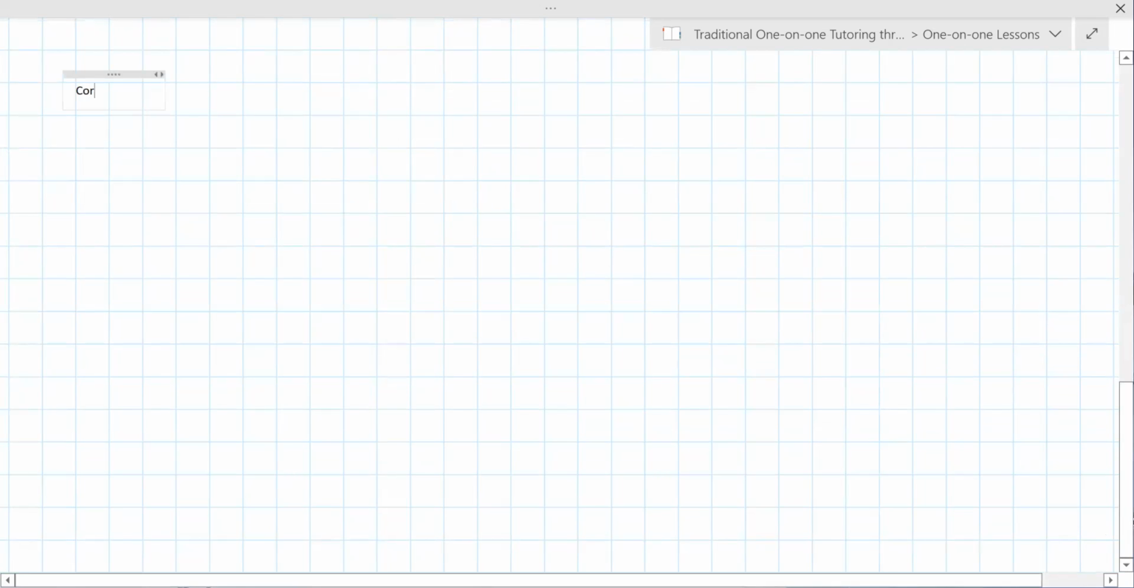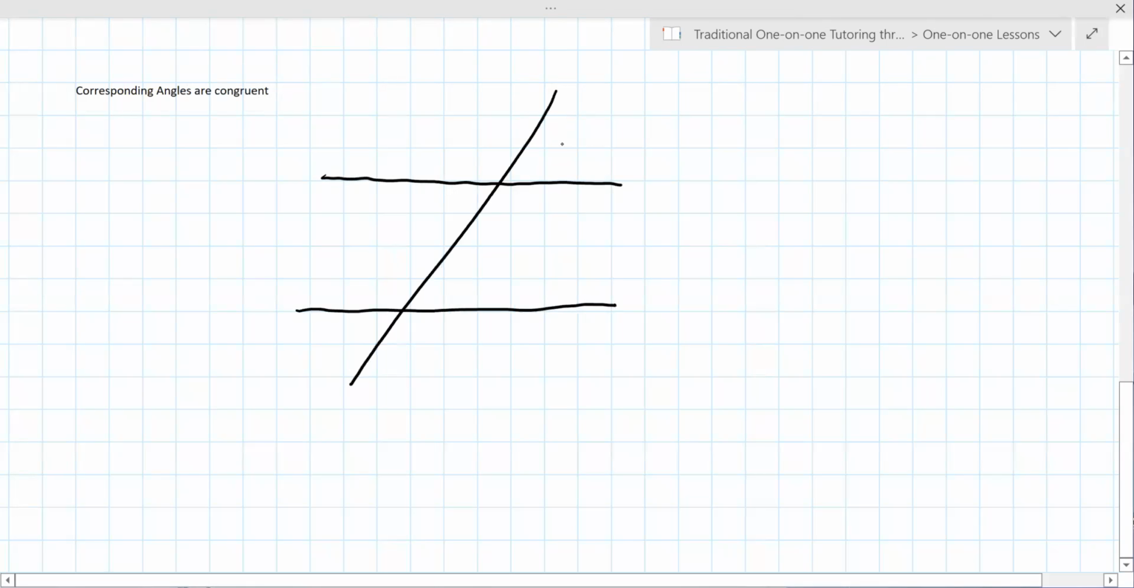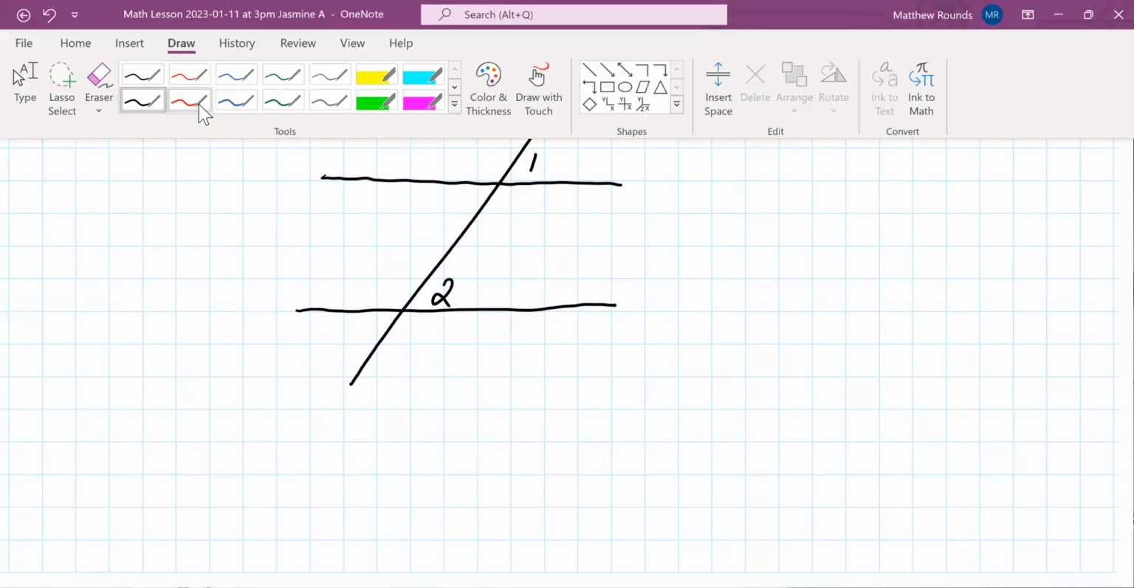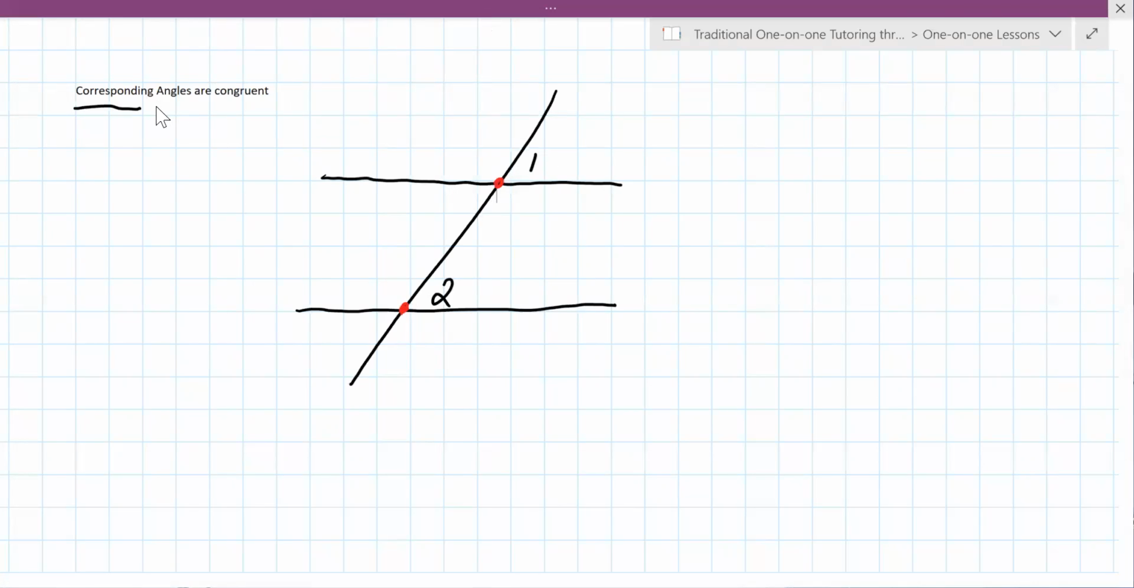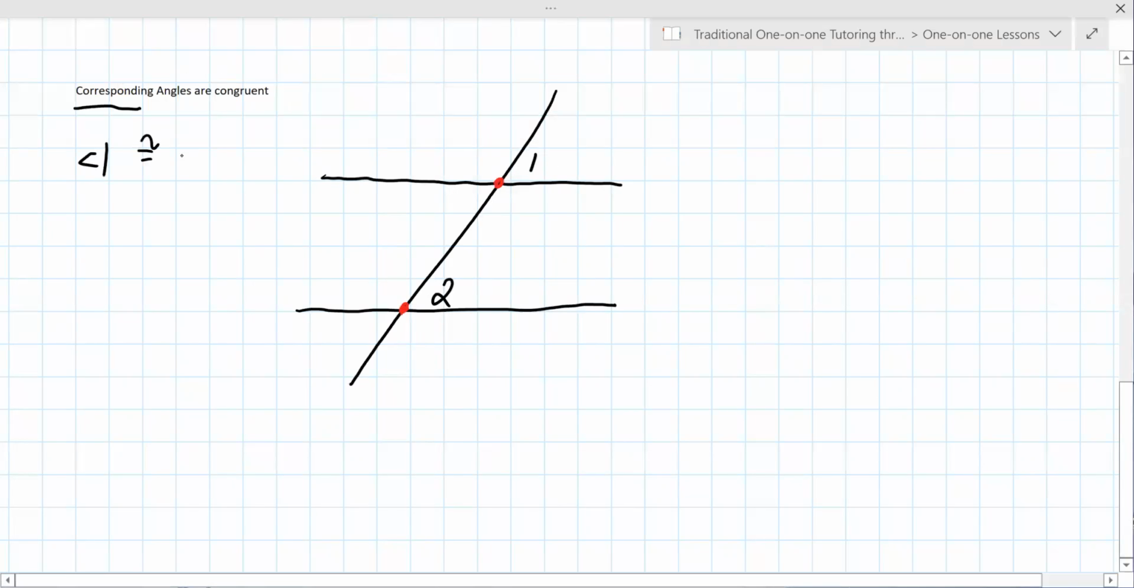So again, more things here. We're going to go with corresponding angles, and corresponding angles are congruent. Let me again draw two parallel lines cut by a transversal. Angle 1 and angle 2 are corresponding. What corresponding means to me is, relative to where I'm going to put this red dot, these two red dots are in the same place relative to that red dot. They're sort of top right and top right. Corresponding angles are congruent, which means that angle 1 is congruent to angle 2.